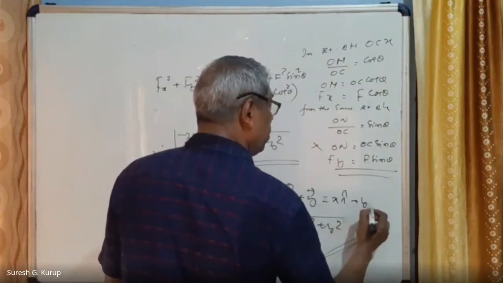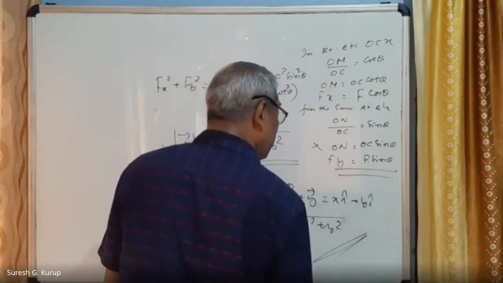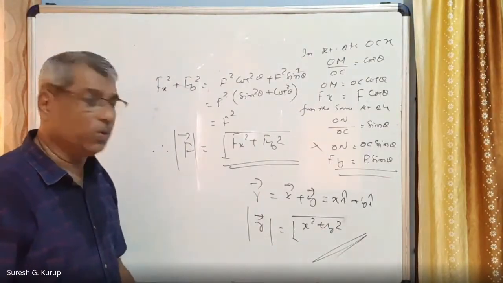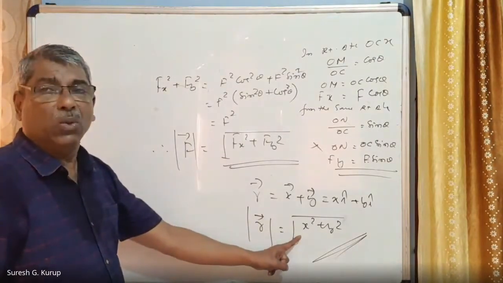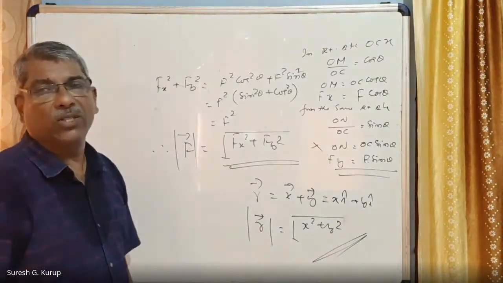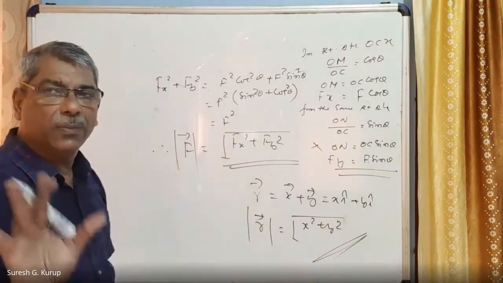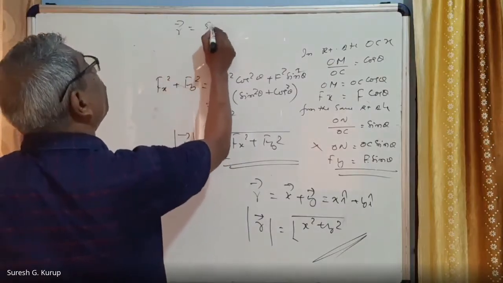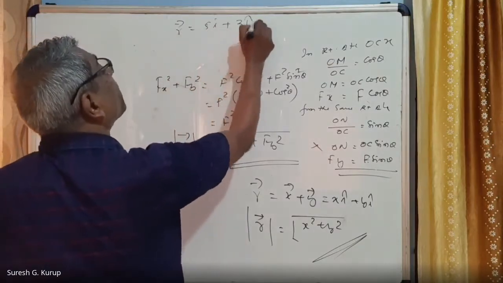Plus y into unit vector i. Then also you will write the magnitude vector. Resultant magnitude is equal to under root x square plus y square. Am I correct? Suppose that I write a vector, vector r is equal to 5i plus 3j.